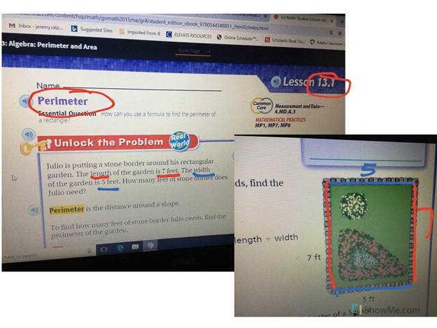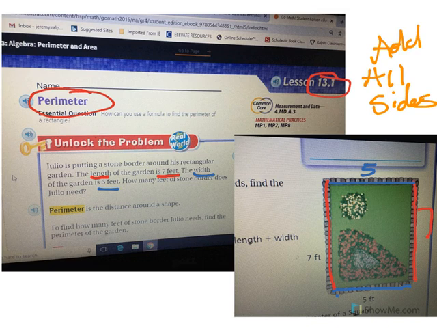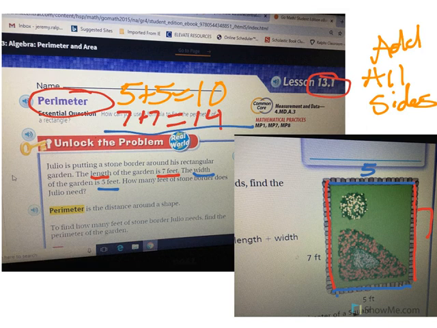We'll do the first one here. With perimeter, remember, add all sides. Okay. So if I go 5 plus 5 equals, you got it, 10. And then 7 plus 7 equals 14. Then I have to add the two sides to get the total, because I need the total amount. So I do 0 plus 4 is 4, 1 plus 1 is 2. So 24 feet of stone.